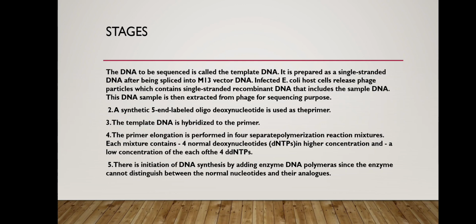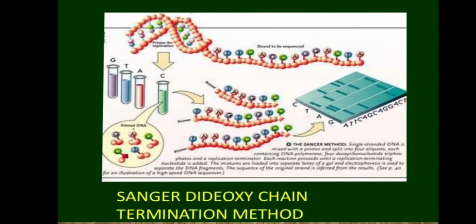The primer. The template DNA is hybridized to the primer. The primer elongation is performed in four separate polymerization reaction mixtures. Each mixture contains the four deoxynucleoside triphosphates at higher concentration and a lower concentration of one of the four dideoxynucleotides. The initiation of DNA synthesis is by adding the enzyme DNA polymerase, since the enzyme cannot distinguish between normal nucleotides and dideoxynucleotides.